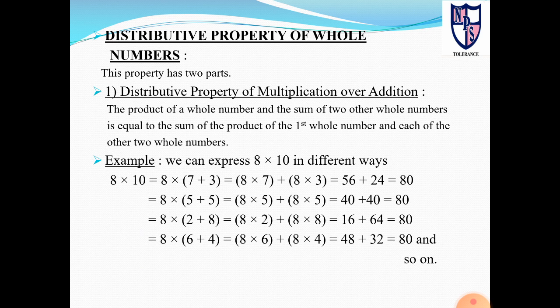So 10 is represented in the form of addition as 7 plus 3. First 8 is multiplied by 7, then 8 is multiplied by 3, and we put the plus sign between them. 56 plus 24 is equal to 80. In the next one, we write 10 as the addition of 5 and 5. In the next ones, we have 10 as the addition of 2 and 8, and 10 as the addition of 6 and 4. Then we get the same result, 80.